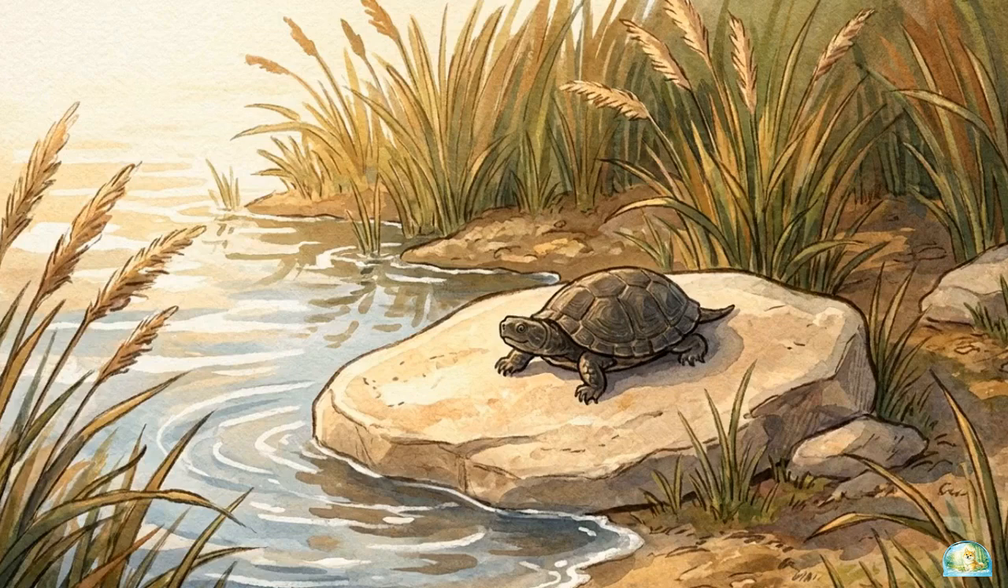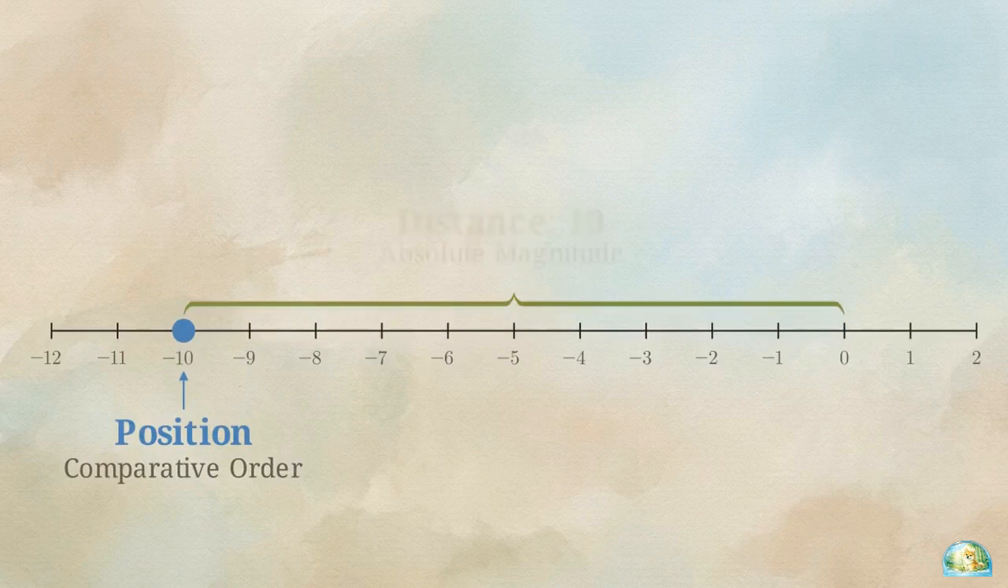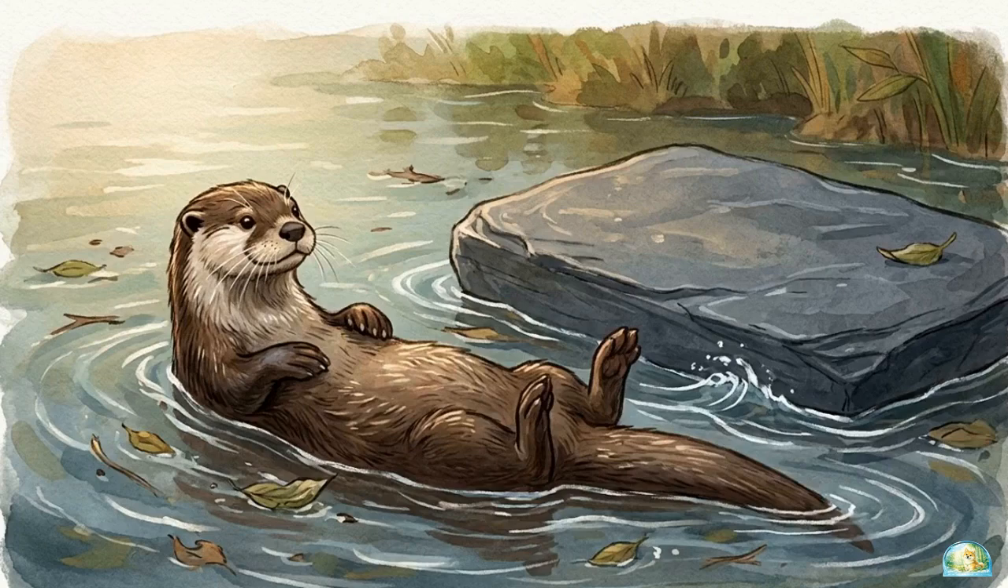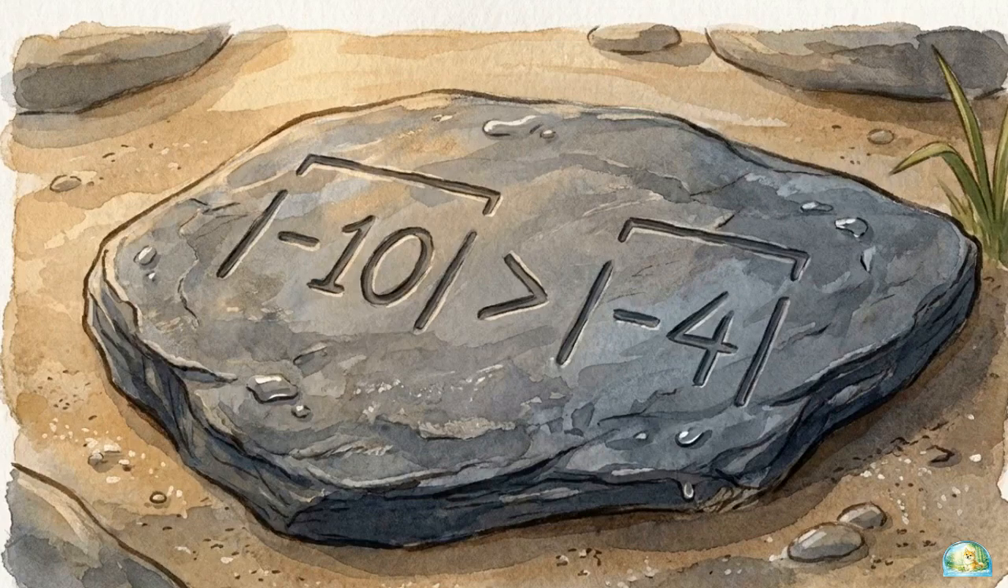Resolving these comparisons comes down to a single distinction. A number's left-to-right position dictates its comparative order, while its physical distance from 0 dictates its absolute magnitude. Sedge, the river otter, rests next to the perfect summary of this rule. -10 is less than -4, but the absolute value of -10 is greater than the absolute value of -4.